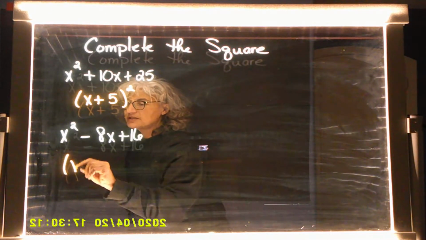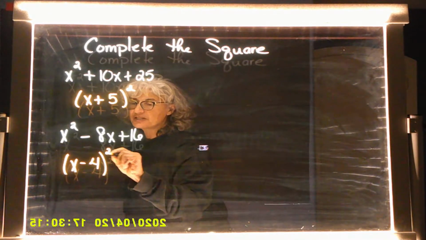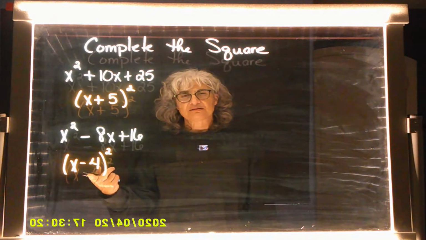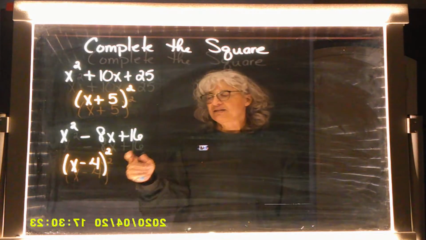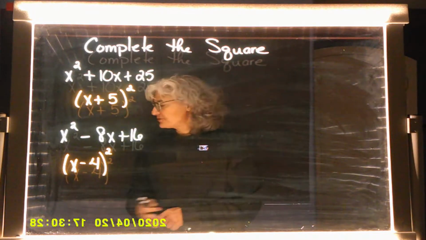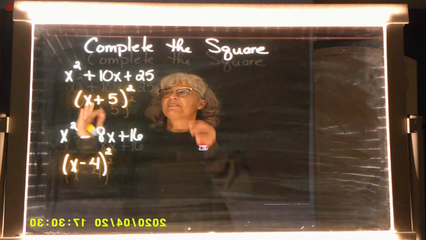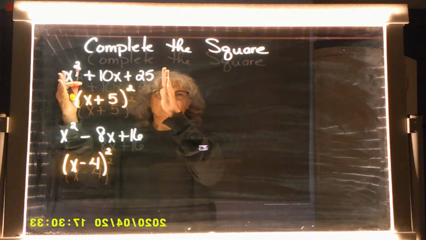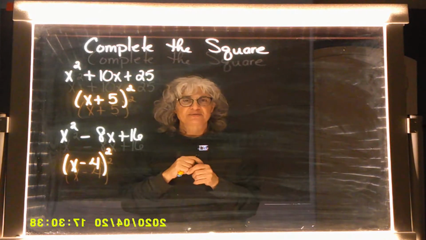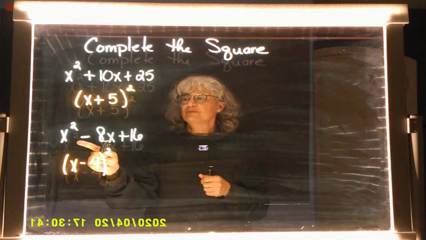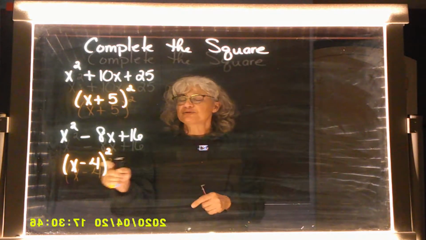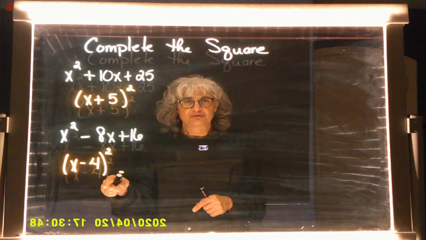Okay, so I'm hearing you say x minus 4 times itself, right? And I agree. Why did you choose 4 again? Because you're saying 4 times 4 is 16, and 4 plus 4 gives you the 8. Agreed? Okay, here's an observation I'd like you to recognize. This x squared plus 10x plus 25 is a perfect trinomial, because when you factor it, you get something times itself, don't you? The same with x squared minus 8x plus 16. It's a perfect trinomial because when you factor it, you get something times itself.